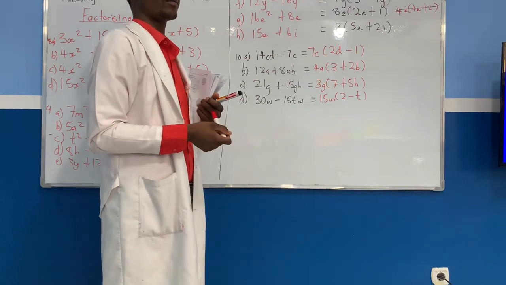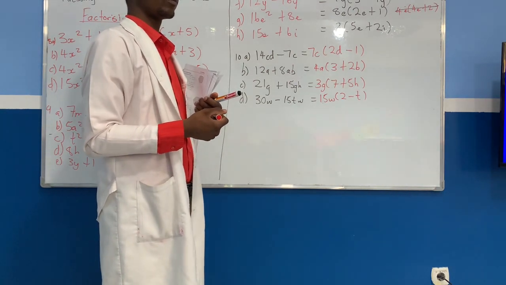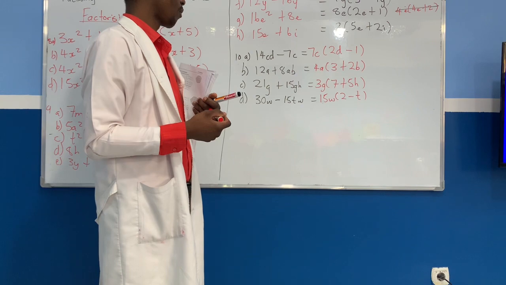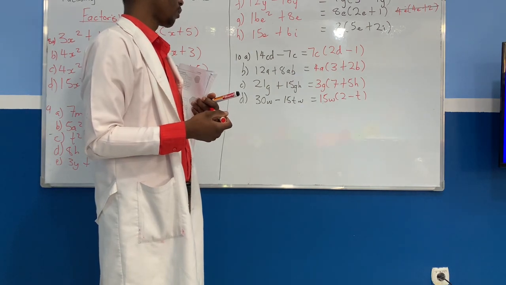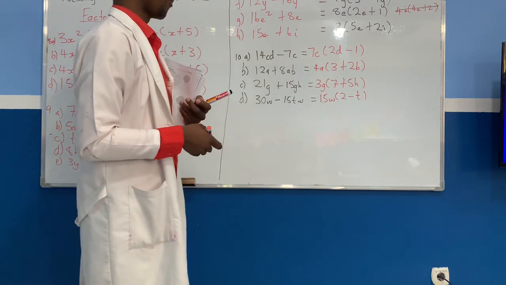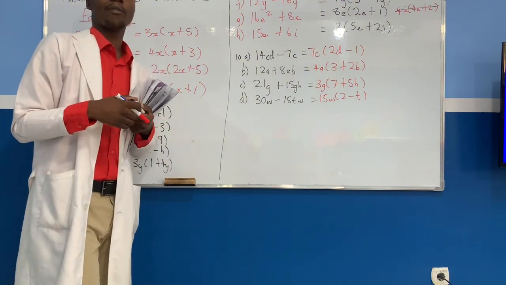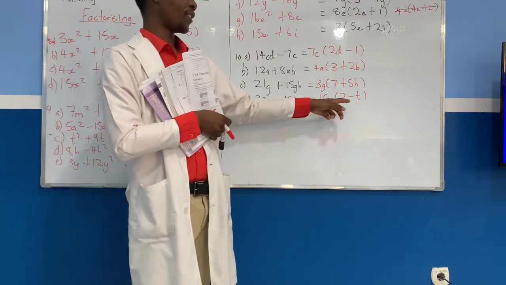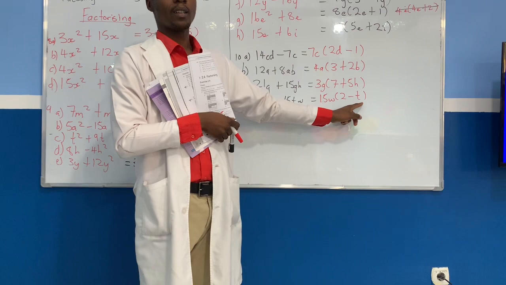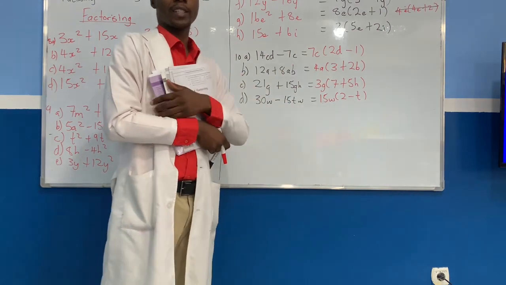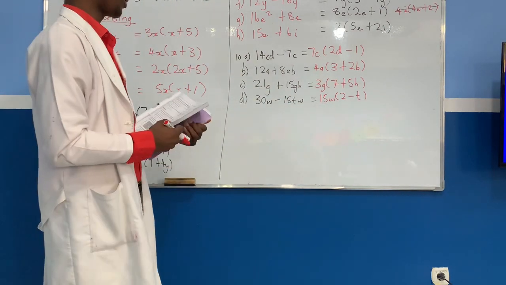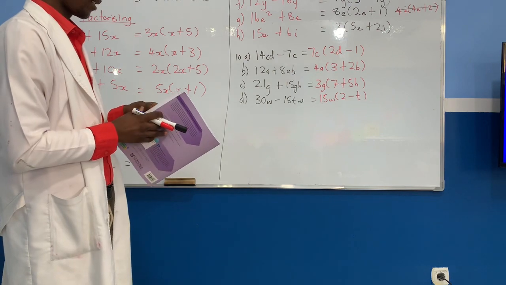Yes. 15w open bracket 2 minus 1t. Yes. But last time I said that if we have 1 as a coefficient of an unknown, we might as well ignore it. And let's move on to number 11, the last one.